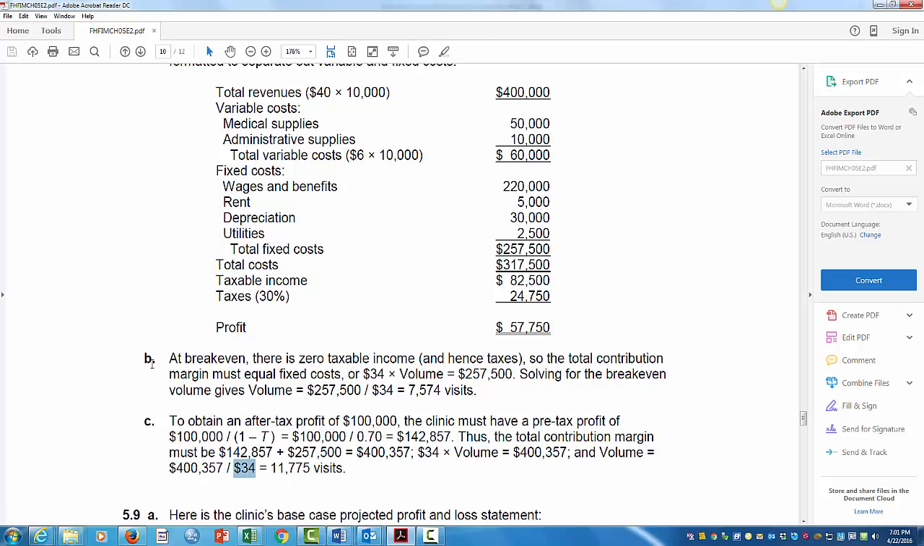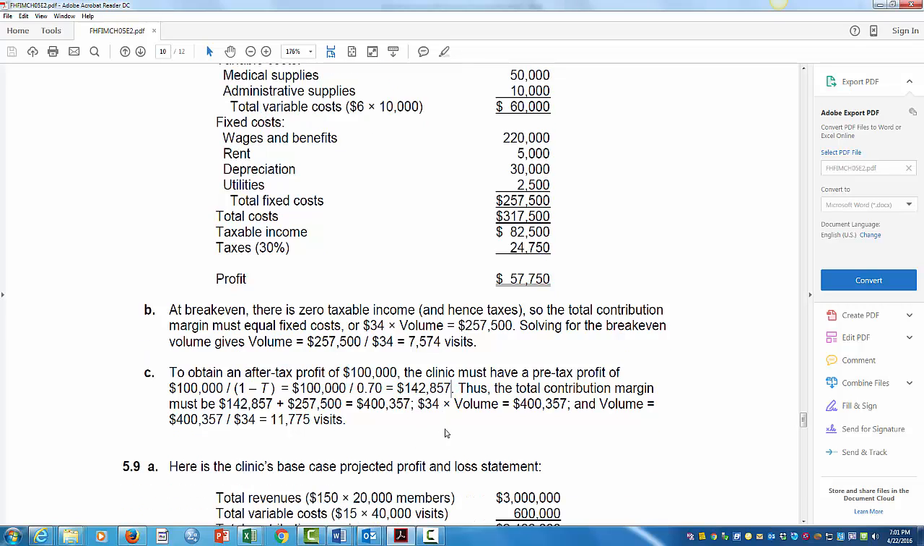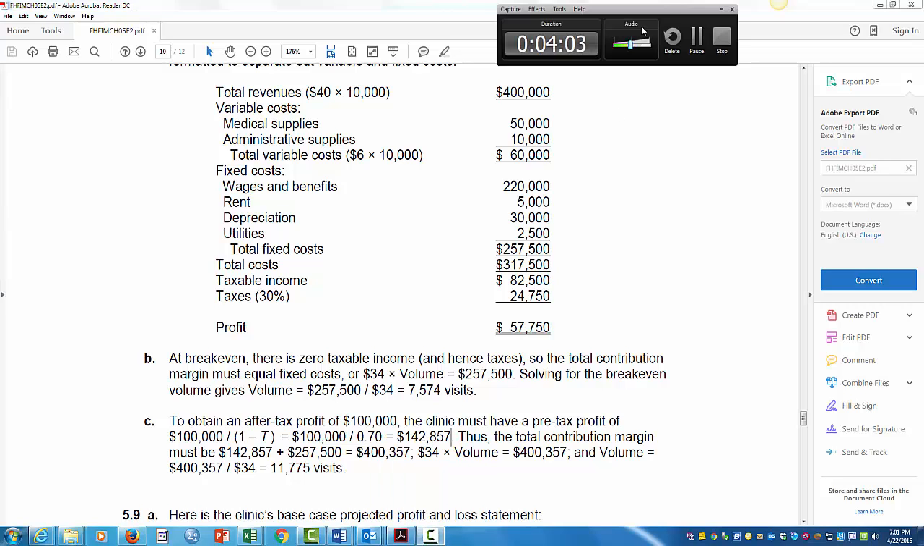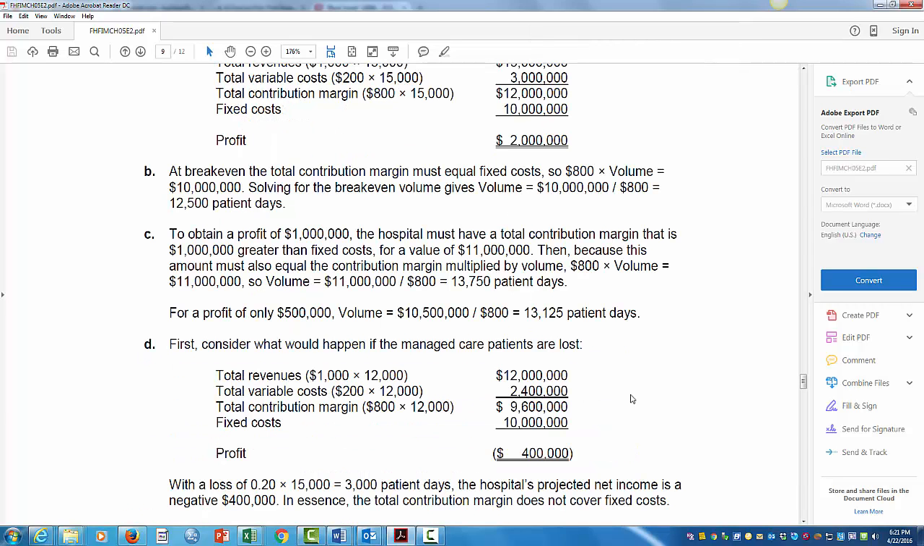In D, it says now assume that 20% of the hospital's inpatient days come from a managed care plan that requests a 25% discount from charges. Should the hospital agree with the discount proposal? So we have to calculate again the profit after tax, pardon me, the pre-tax profit. If we have a reduction in inpatient days of 20%, we're down to 12,000 inpatient days. So that will adjust our revenue, variable cost, and contribution margin.